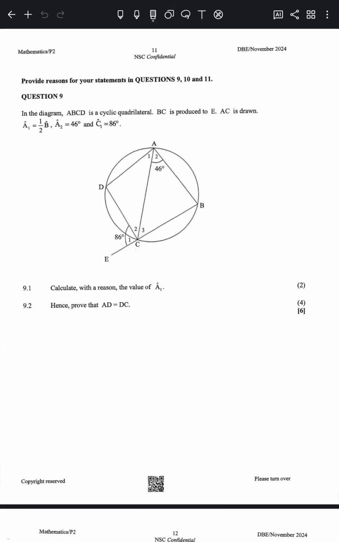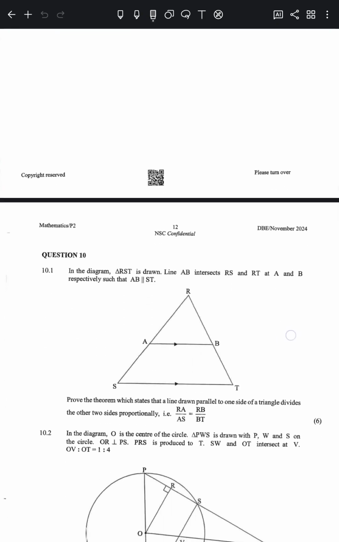Then they ask you the cyclic quad. Imagine they ask you the cyclic quad. Let's look at 9.1. I gave this one as well to my grade 11s, and they were able to solve it. They said, no, sir, this was very simple. Then you've got 9.2. Hence, prove that AD is equal to DC. You can check where AD is, and then check what you are really supposed to use there. That is 6 marks.